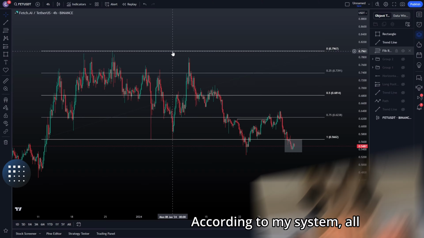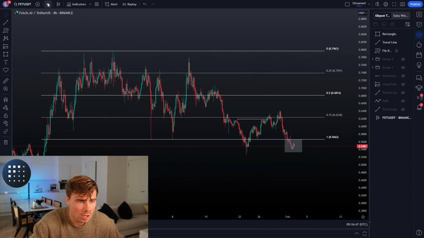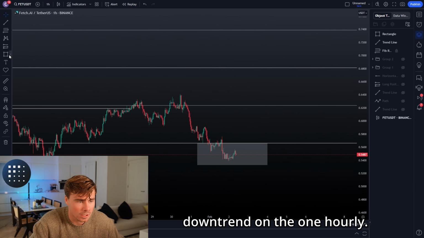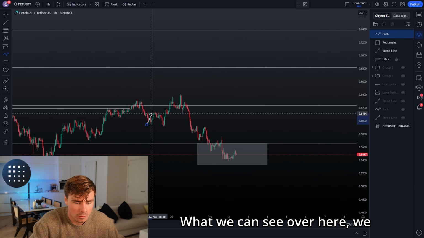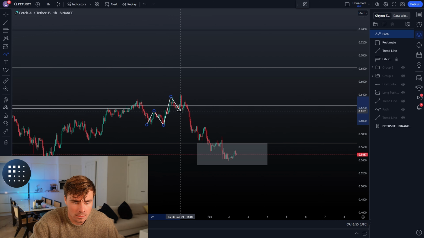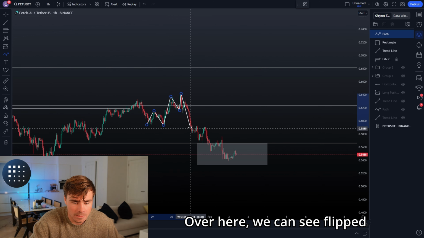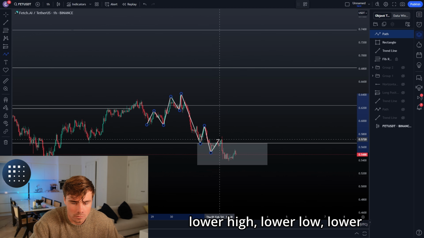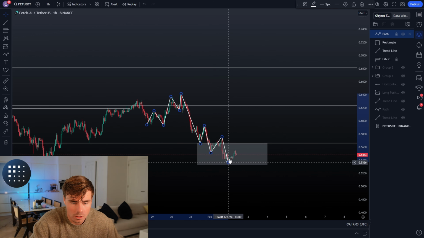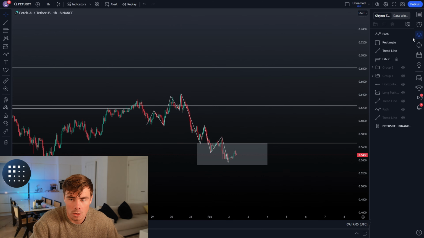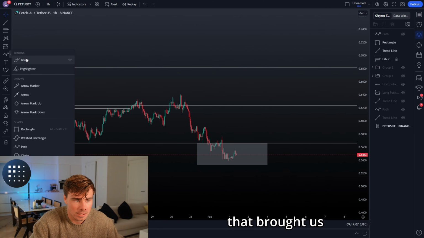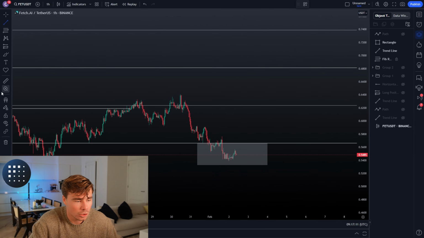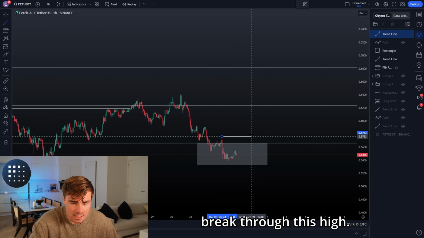According to my system, all that we need right now on the 1-hourly time frame is to identify the local downtrend on the 1-hourly. What we can see over here, we had a local uptrend, right? Over here we can see it flipped the uptrend to a downtrend: lower high, lower low, lower high, lower low. So right now it's very simple. We need to break the high that brought us to our most recent low over here in order to flip structure.